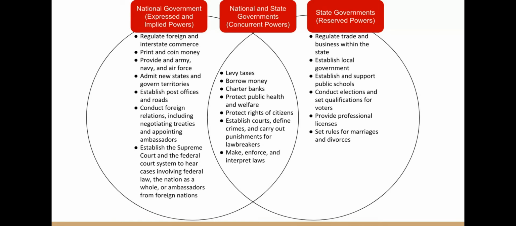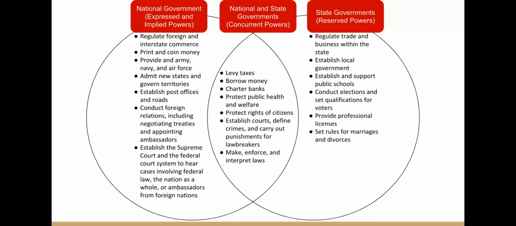So this Venn diagram kind of shows you different powers that are granted to the national government, the state governments, as well as both. I'm not going to hit all of these bullet points, but I'll just briefly touch on some of them. Powers given to the national government include regulating foreign and interstate commerce. They can admit new states and govern territories. They can create roads, post offices. They can establish federal courts, the Supreme Court. They can listen to ambassadors from foreign nations, things like that.